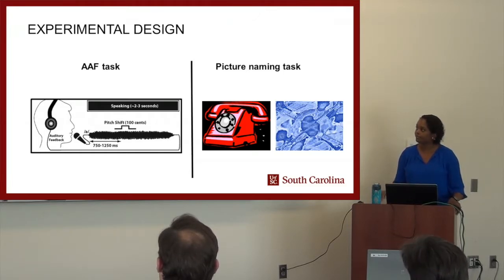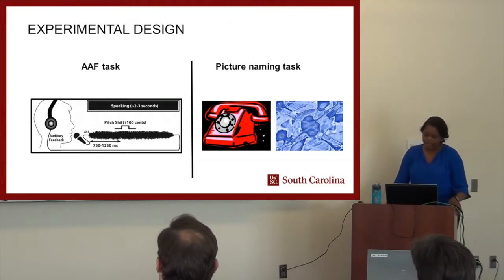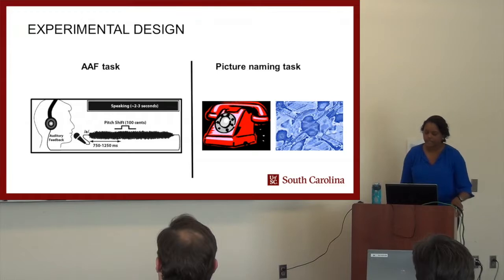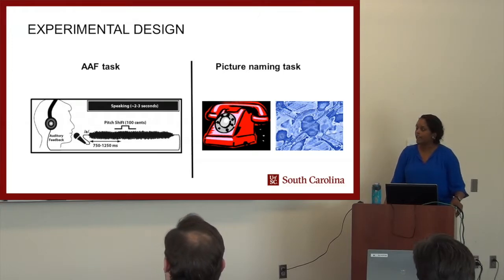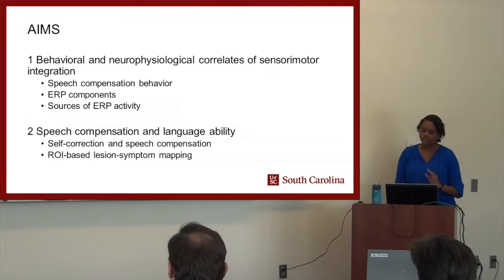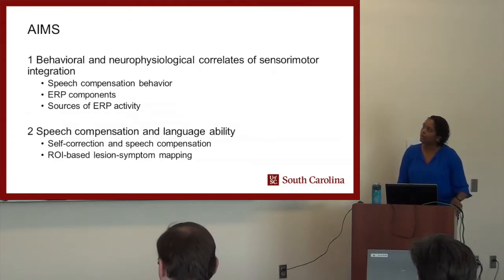upwards or downwards. They were also administered a picture naming task, and in this task, they were presented with both pictures of objects as well as abstract pictures, and they were asked to name the pictures of the objects and remain silent for the abstract pictures. And for both of these tasks, speech and EEG signals were recorded. So this is just to remind you of what our aims and questions were, and I'll start by looking at speech compensation behavior.